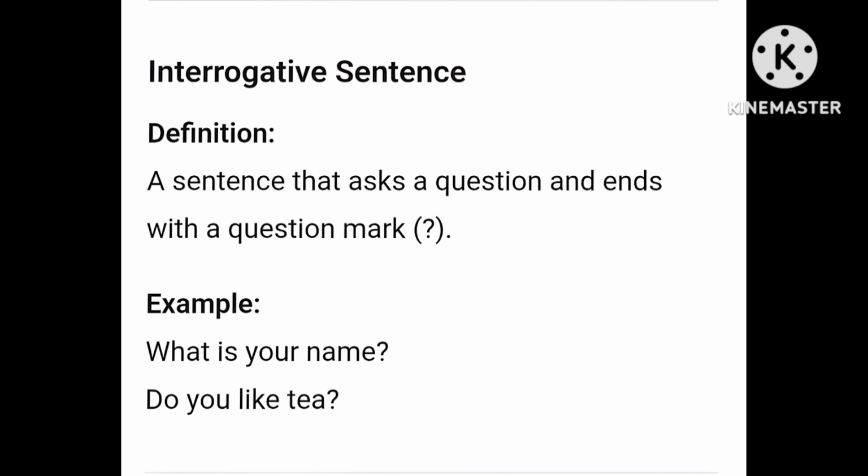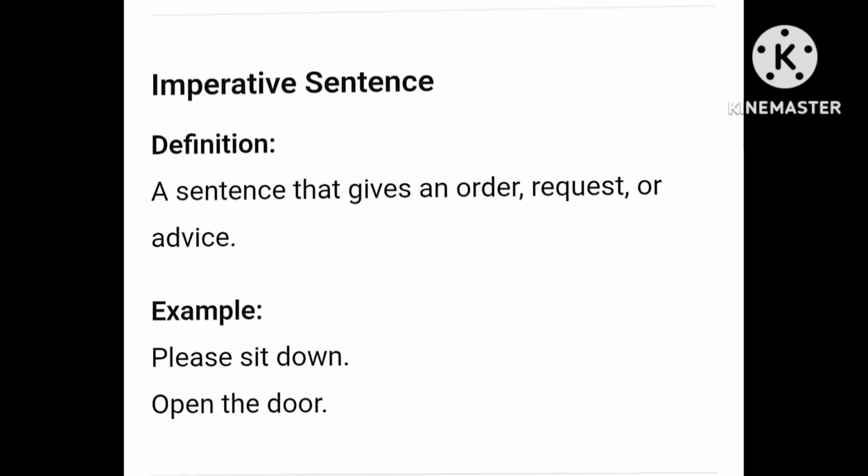Interrogative sentence. Definition. A sentence that asks a question and ends with a question mark. Example: what is your name? Do you like tea?